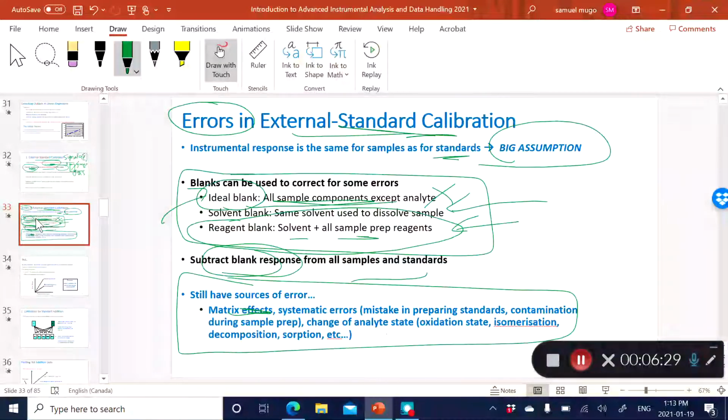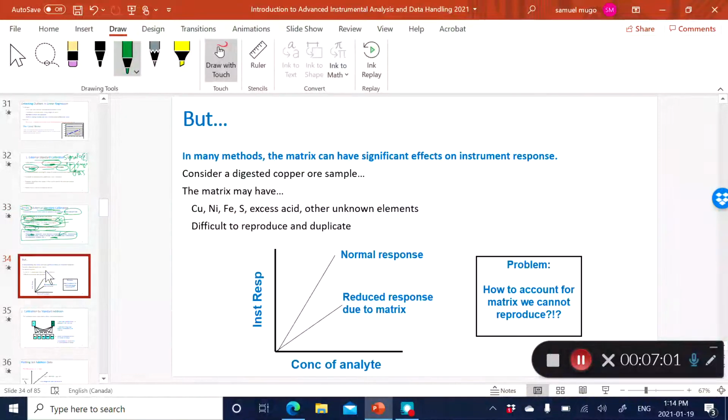Because remember also, lots of things can happen to the analyte as you're doing the extraction and so forth. It can undergo different types of chemical changes due to the exposure to the environment. So in an ideal situation, as I've said, that should be accounted for in an ideal blank, but that is essentially impossible to do. So in practice, the practical solution to matrix effect is what you refer to as the standard addition method.